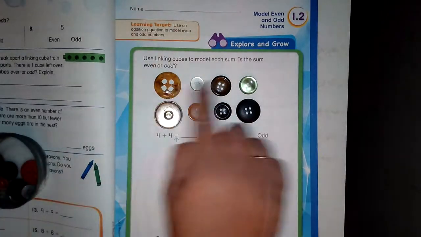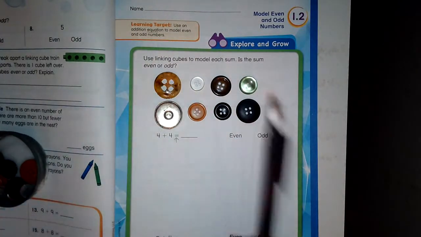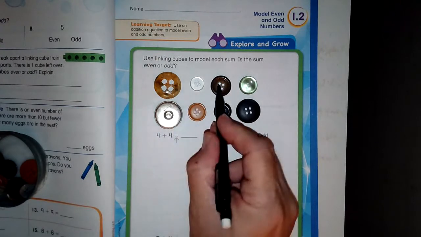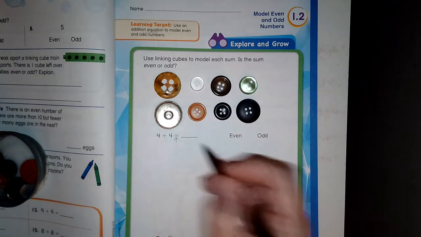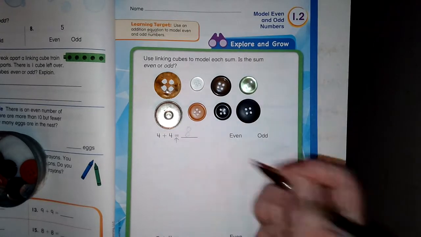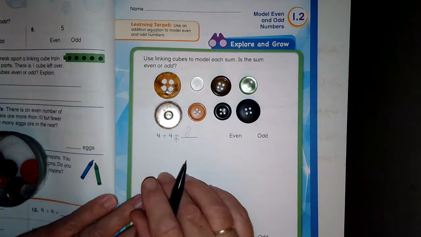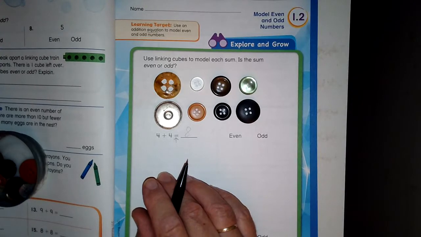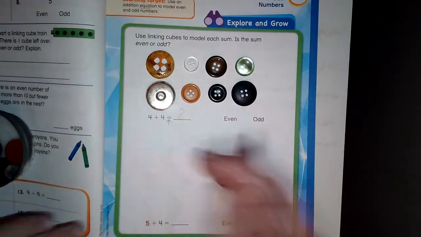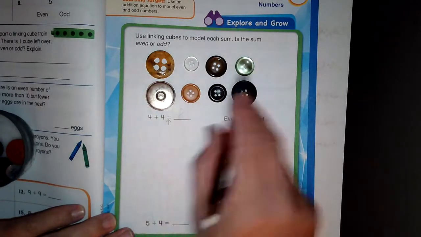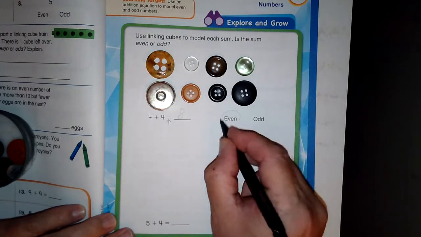Okay, so I have 4 plus 4. Let's count how many we have. 1, 2, 3, 4, 5, 6, 7, 8. 4 plus 4, that's a double. We will learn about those very soon. 8 is our number. Let me try to fix my glare. Okay, and when I have two groups of 4, that tells me it's an even number.